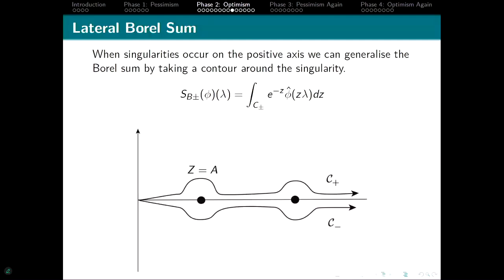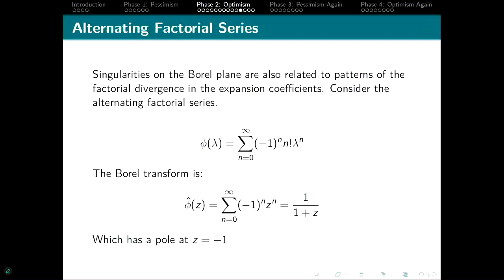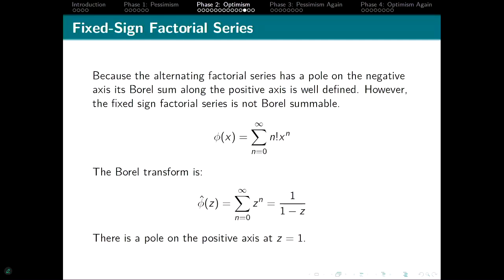So when you have an alternating factorial series, there's no big problem. But if you change to x's instead of lambdas. I thought I'd got all the notation consistent, sorry about that. Pretend those x's are lambdas.